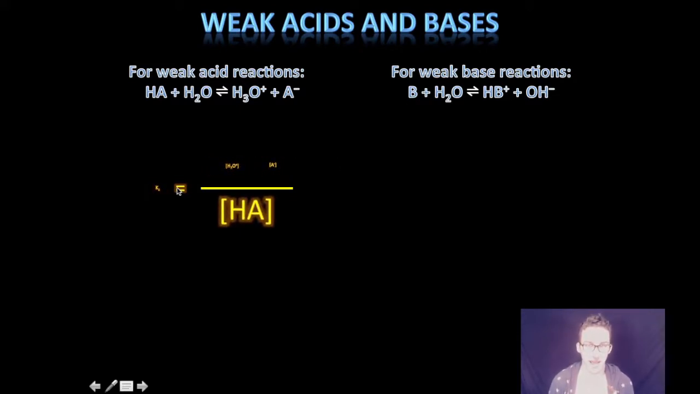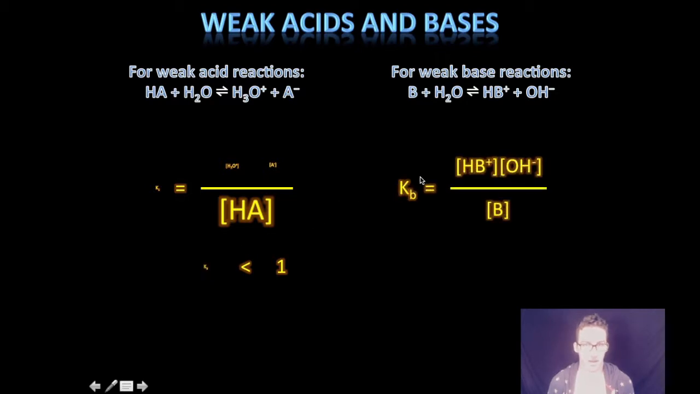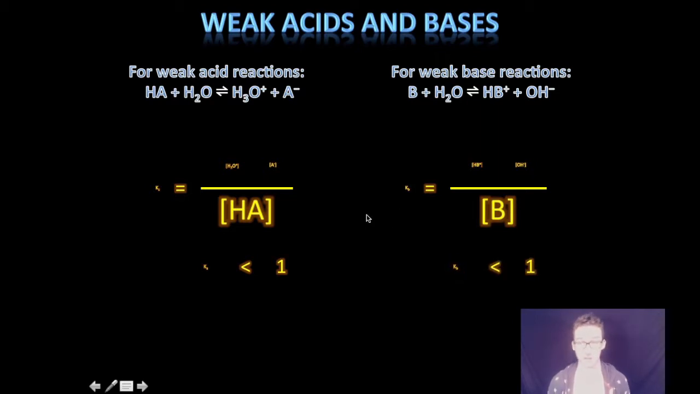For your Ka expression, again, for a weak acid, we're not going to have a lot of the forward reaction. We're going to have a lot of the original acid molecule, which means your equilibrium constant is going to be very small, less than 1. We can apply the same idea to weak bases. Recognize we use Kb here for our bases instead of Ka, but the idea is the same. We're not going to have a lot of this ionization, or dissociation. We're going to have a lot of our original base molecules left in solution. So once again, our equilibrium constant value is going to be much less than 1.